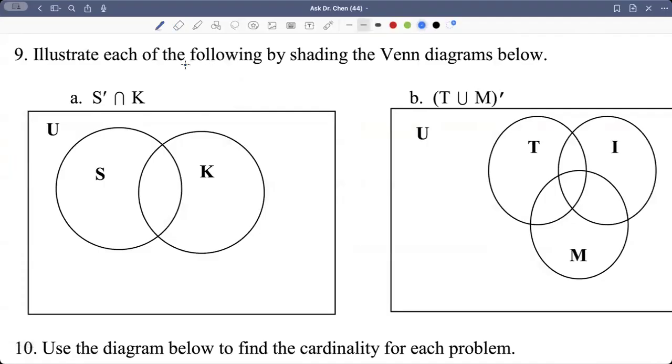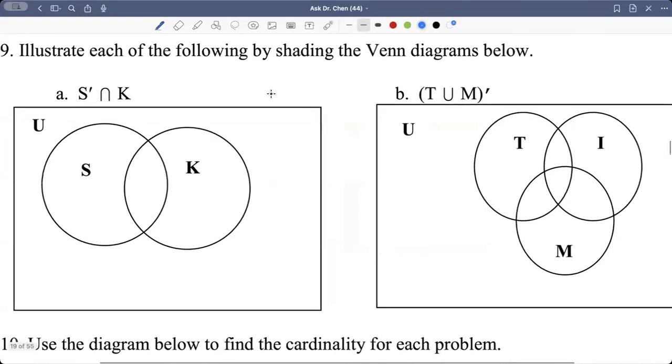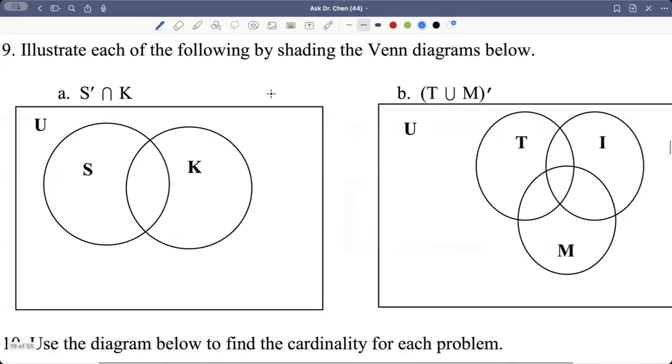Oh, by the way, this is not from our textbook. I just Googled them. That's why the notation is a little bit different. In our notation, it is S raised to C, S complement.